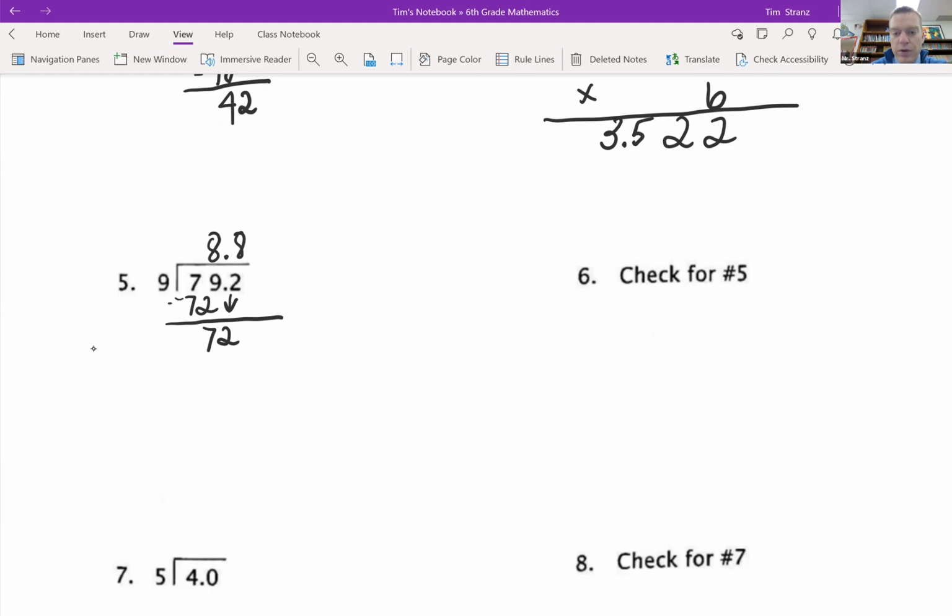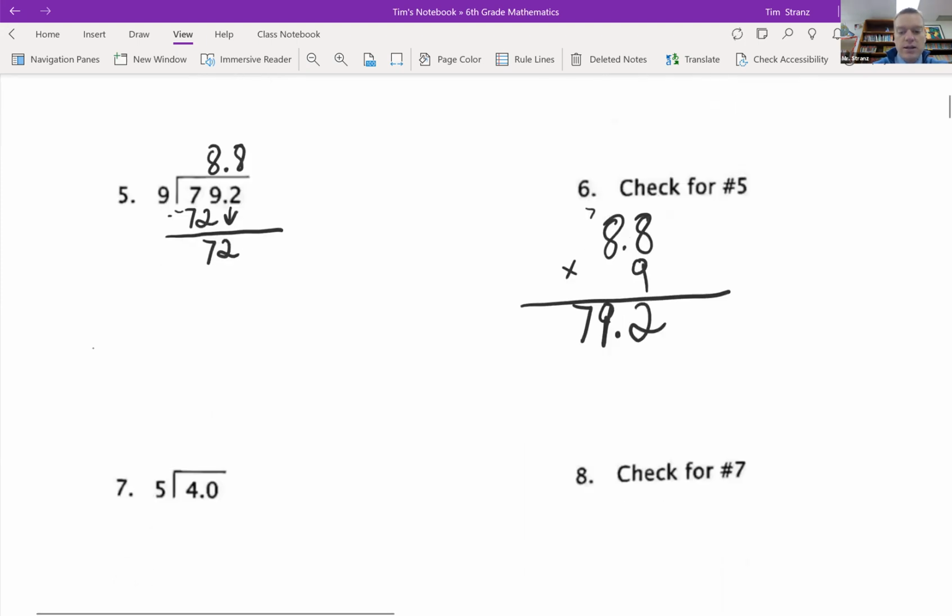I'm going to check my work over here by taking my 8.8, multiplying it by my 9. 9 times 8 is 72. 9 times 8 is 72, plus 7 is 79. 1 decimal point, and they match up, so you know that is correct.